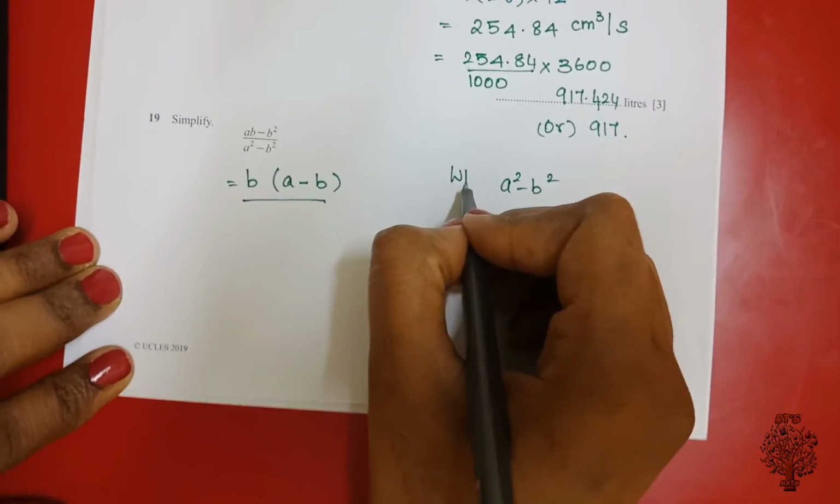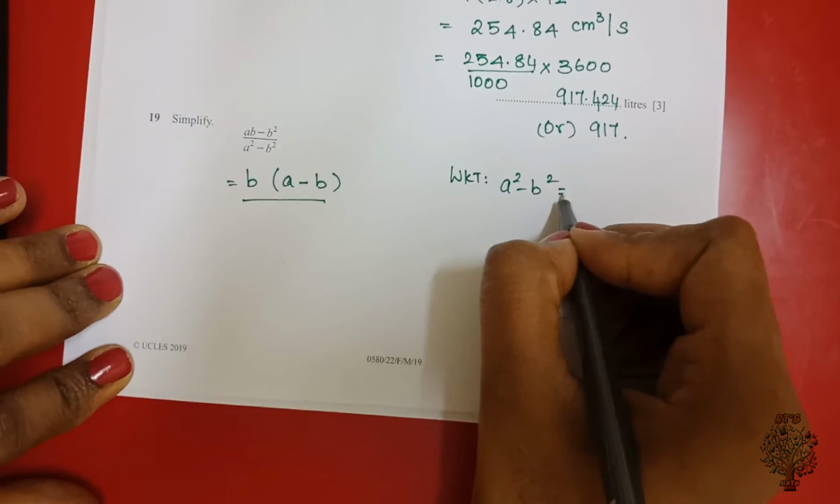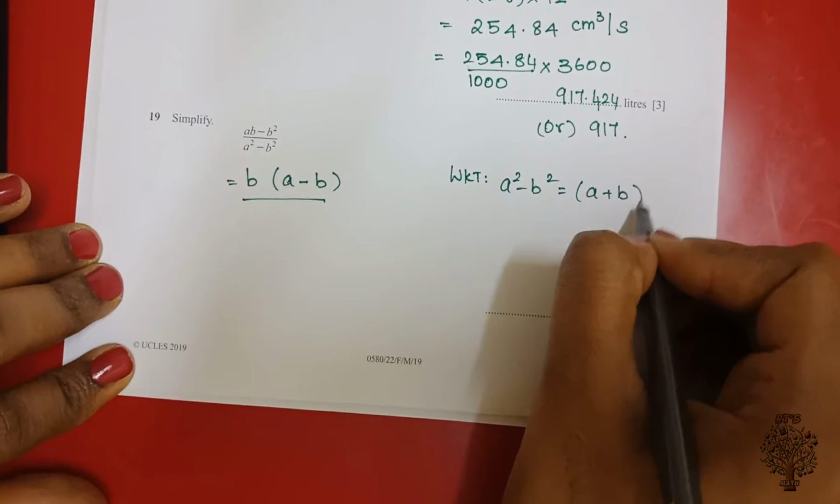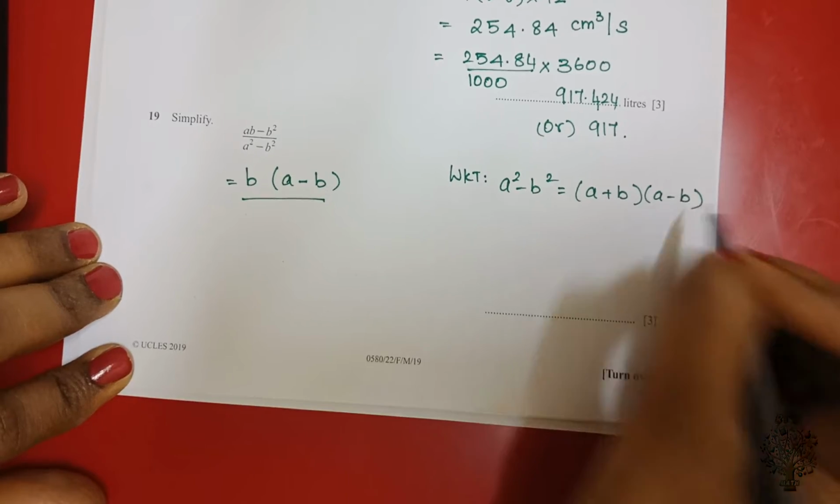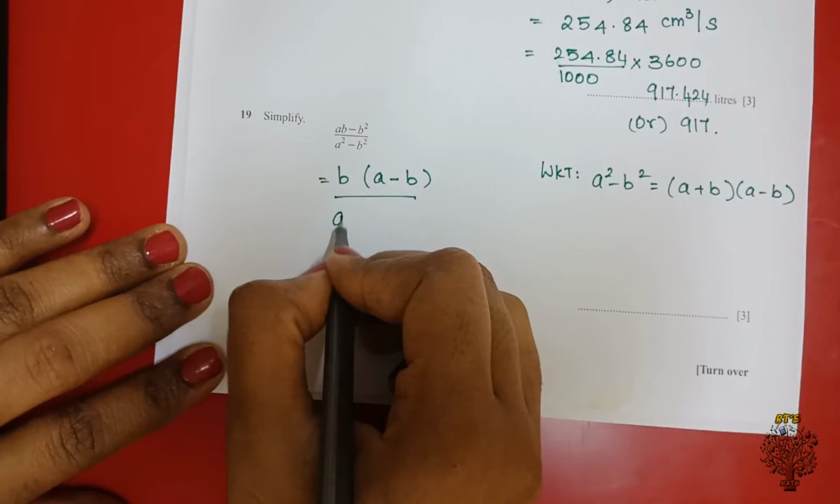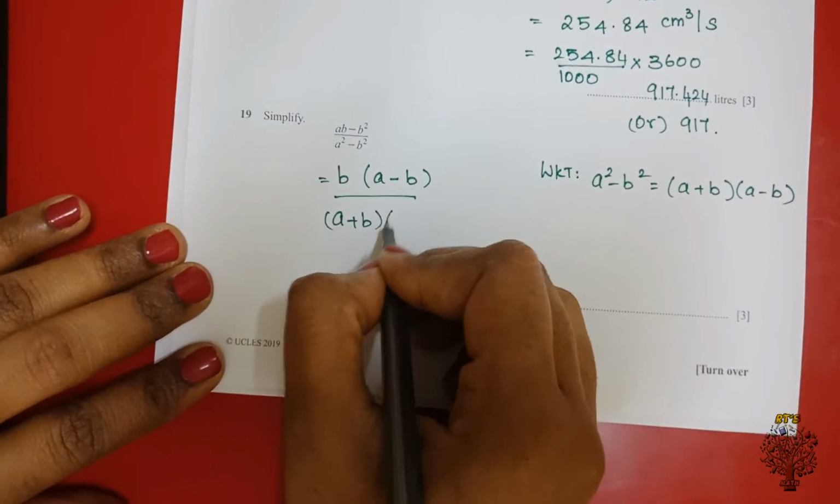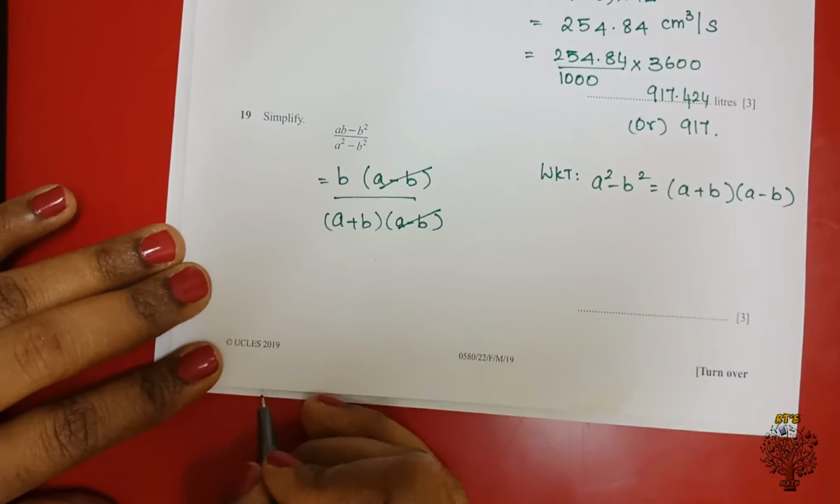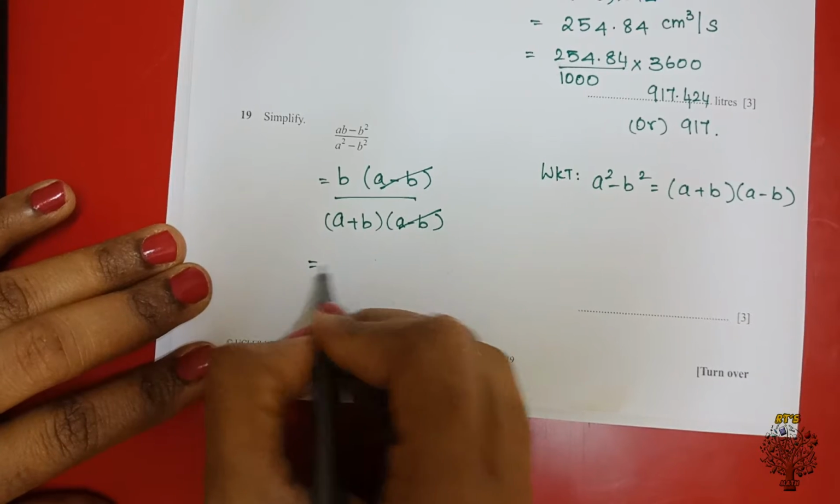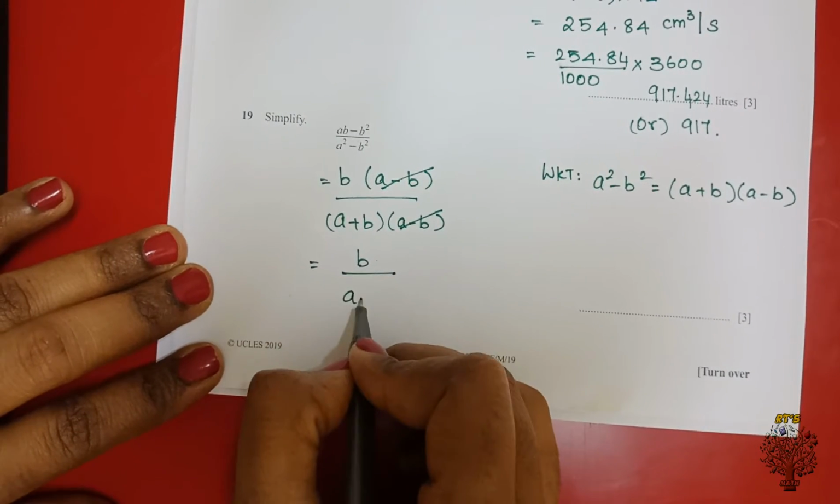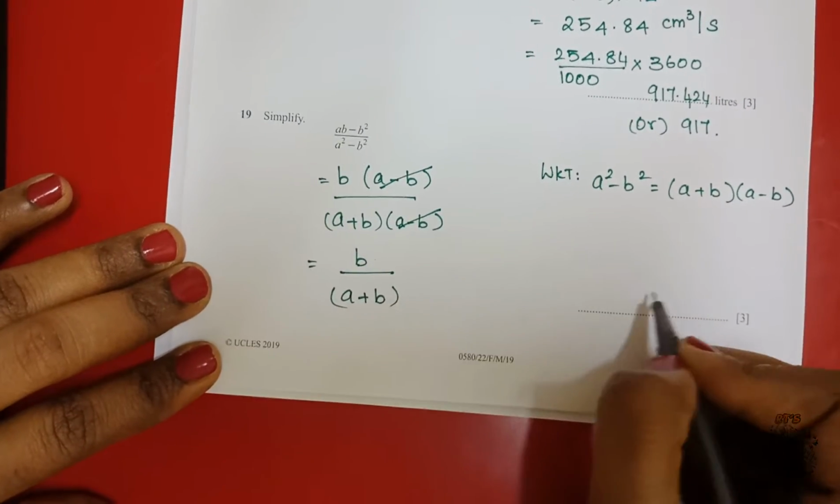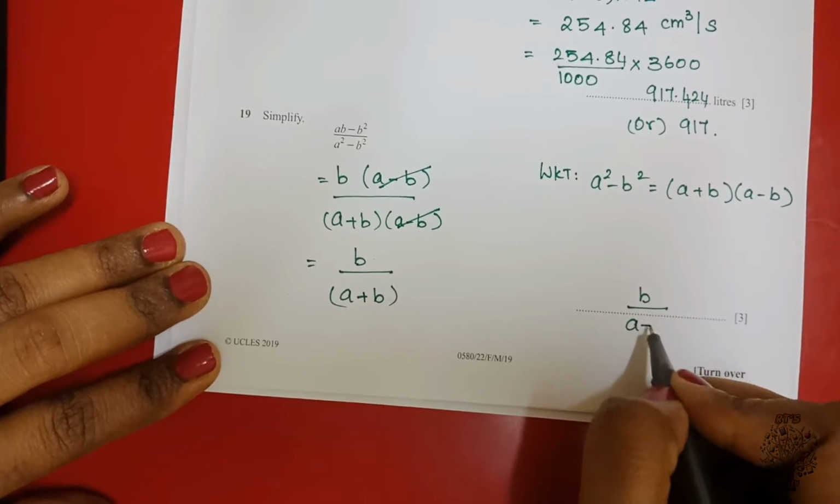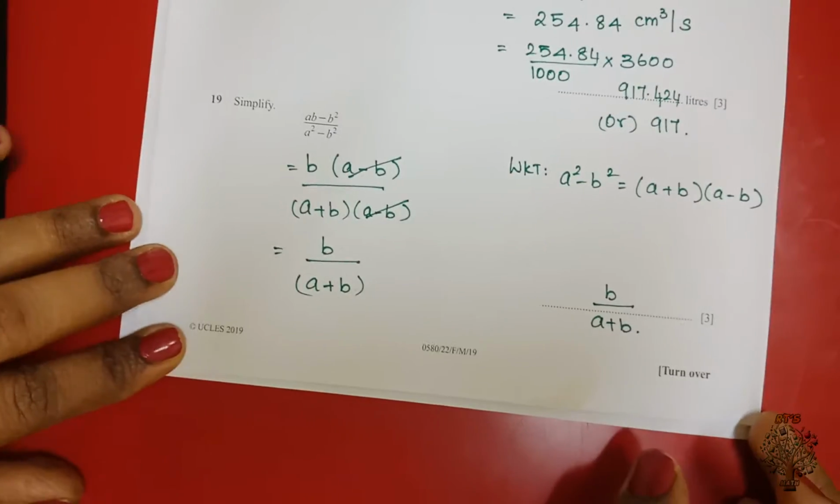You are going to apply the formula. A squared minus B squared is A plus B multiplied with A minus B. I'm just going to apply that formula. A plus B multiplied with A minus B. These two expressions are common. We can cancel. Left out you will write B divided by A plus B. Our answer is B divided by A plus B. Done.